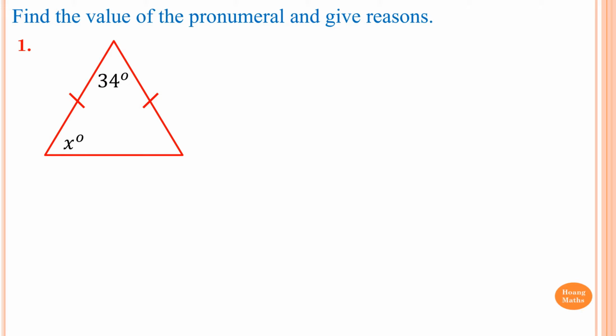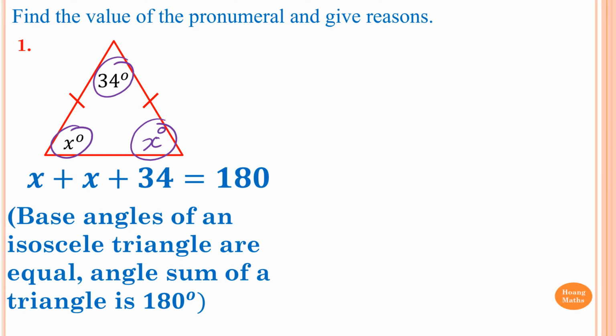First one. So it is an isosceles triangle. So therefore, this one here is also x degrees because base angles of isosceles triangles are equal. So now, this x plus x plus 34 is 180. There are two reasons for this question. The first one is base angles of isosceles triangle and the other one is angle sum of triangle. So remember that. So now, collect like terms.